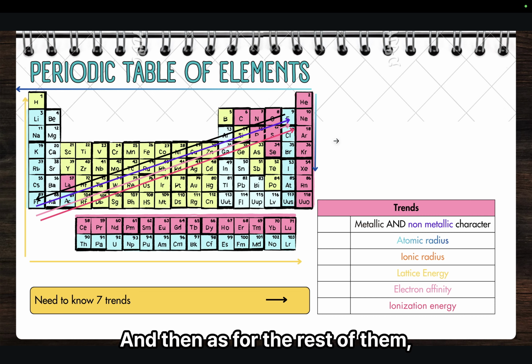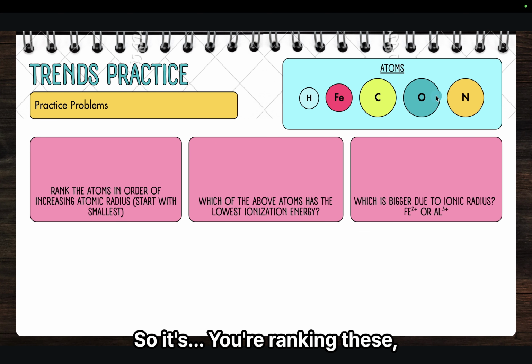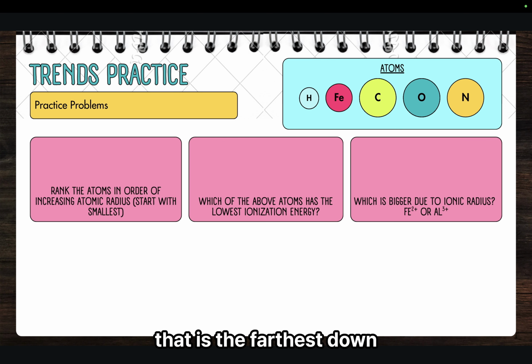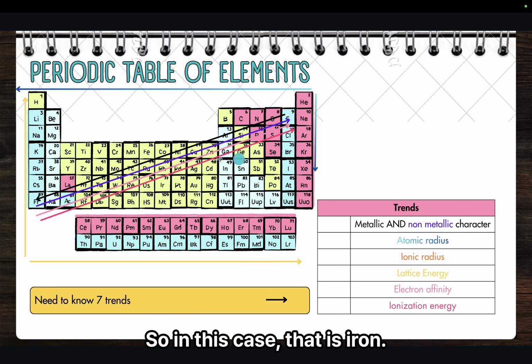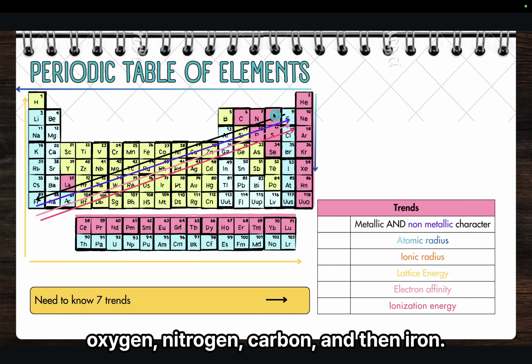And then as for the rest of them, you kind of just follow this trend for increasing. So you're ranking these. So basically look for the one that is the farthest down and most to the left. So in this case, that is iron. Otherwise, since oxygen is smaller, it goes hydrogen, oxygen, nitrogen, carbon, and then iron.